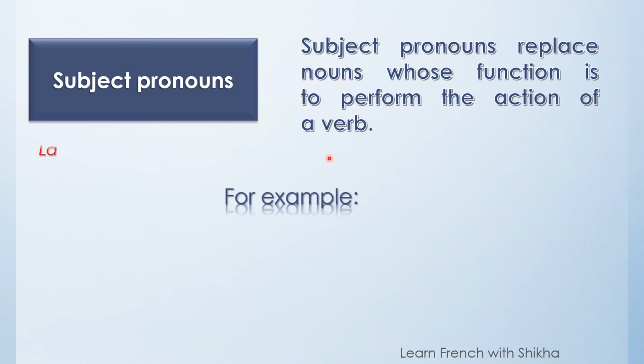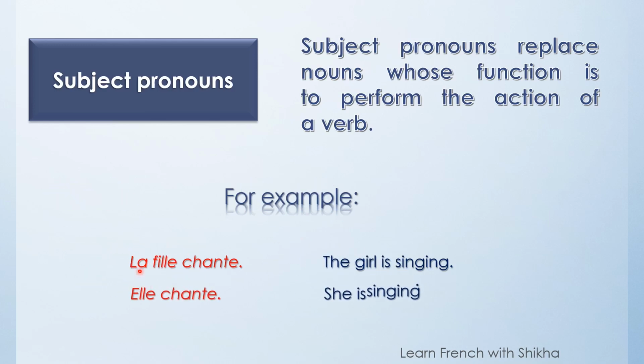For example, la fille chante, the girl is singing. So what is the noun here? La fille, and what is the verb? Chante. So the noun is doing the action of singing. The girl, that is the noun, is singing. Now we are going to replace la fille, the noun, with subject pronoun. La fille is a feminine noun, so we have replaced it with elle. Elle chante. She is singing.